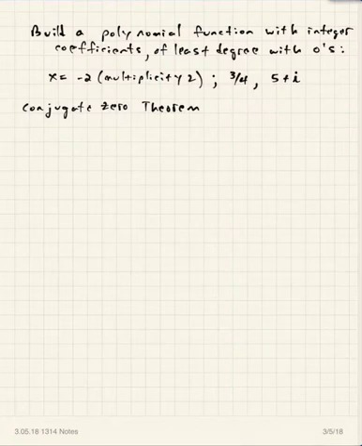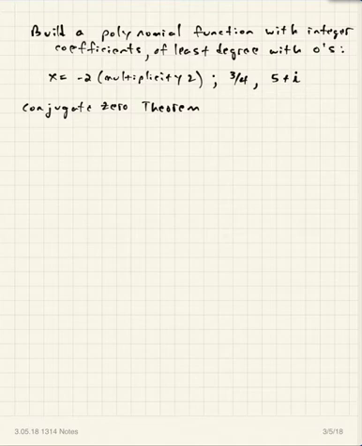I'm going to actually do things a little bit out of order here. Let's build a polynomial function with integer coefficients of least degree with the following zeros. So notice you're not given the graph, but you are given a 0 at -2, at 3/4, and at 5 plus i. There's actually one of the zeros that is imaginary.